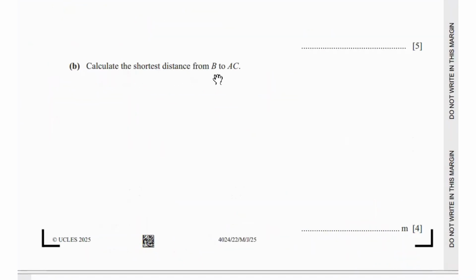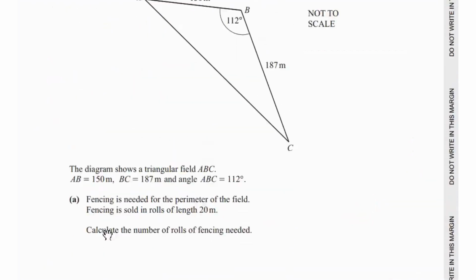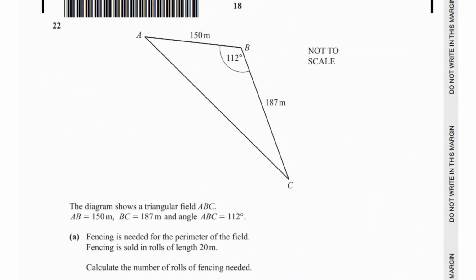Then calculate the shortest distance from B to AC. Shortest distance from B to AC. Now this distance will always be the perpendicular distance. So it's the perpendicular distance. We have the third length, which was 280.15 meters.